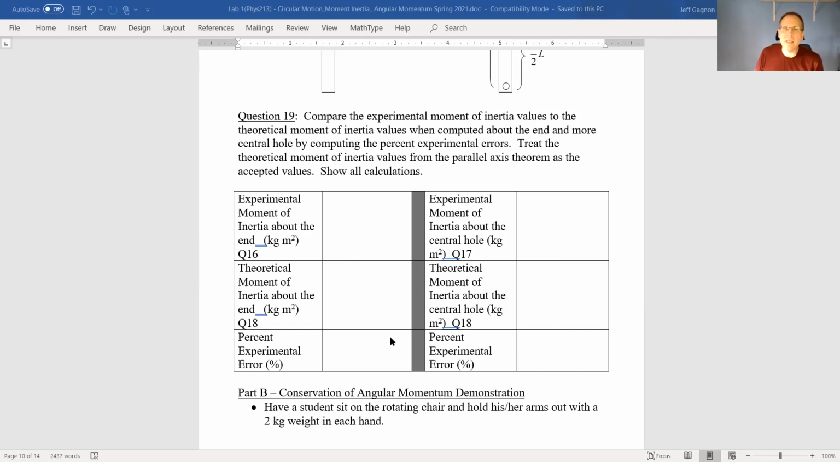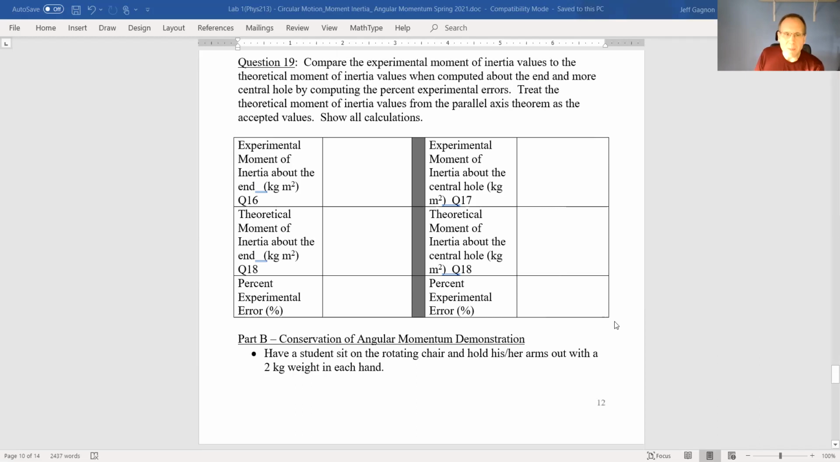So question 19 is to compare these two by computing a percent experimental error. So you're comparing the moments of inertia when calculated about the end point experimentally and theoretically. And then you're comparing the moment of inertia when calculated about the more central hole experimentally and theoretically by computing the percent experimental error. Make sure you show me all the calculations, right? That's important.